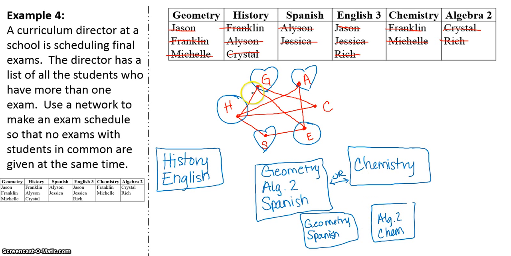and switch that up. Or you could do geometry and Algebra 2 and then Spanish and chemistry. So any grouping, as long as geometry and chemistry are not put together because they're connected. So you can't do geometry and chemistry together, but Algebra 2 could come over here and Spanish could go over here. Okay? Alright, so that concludes the notes for today.